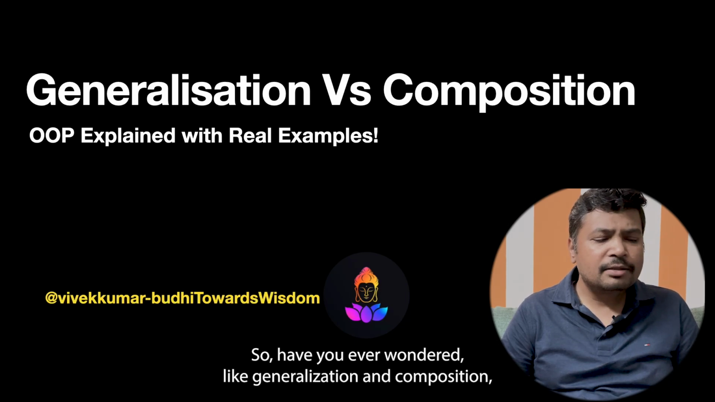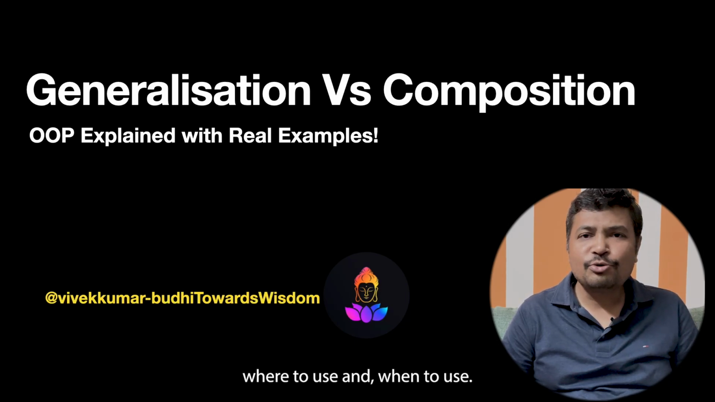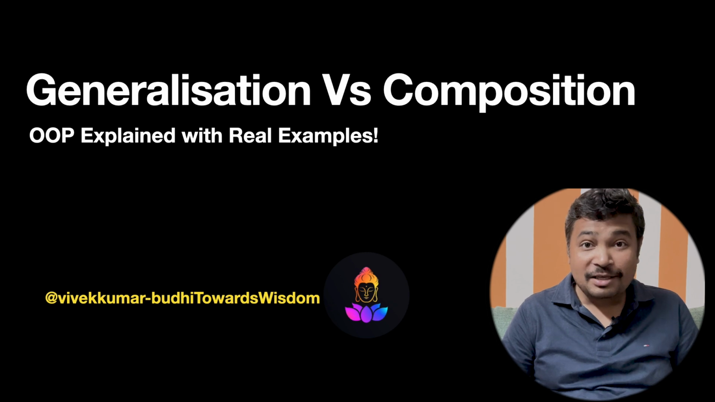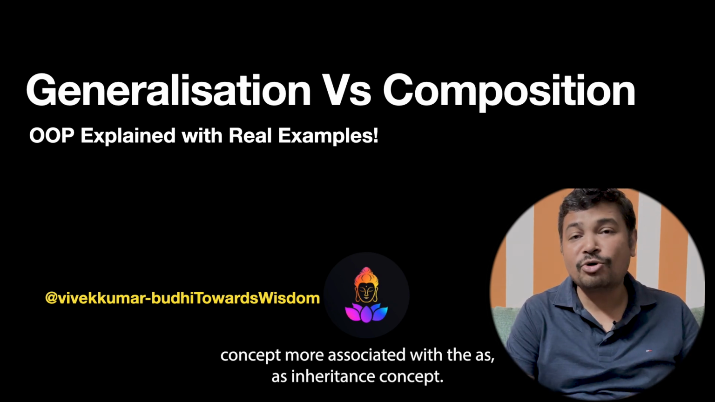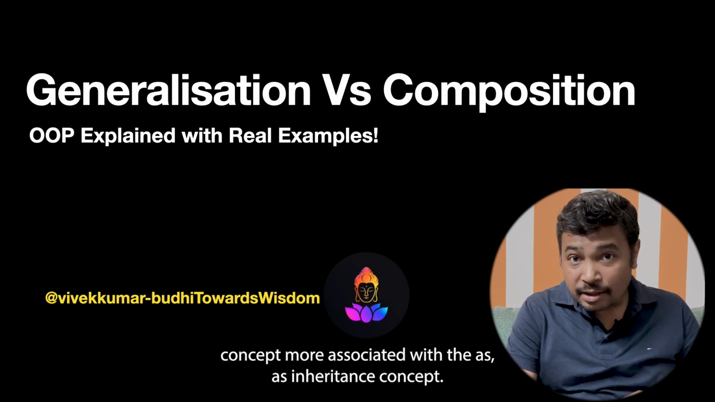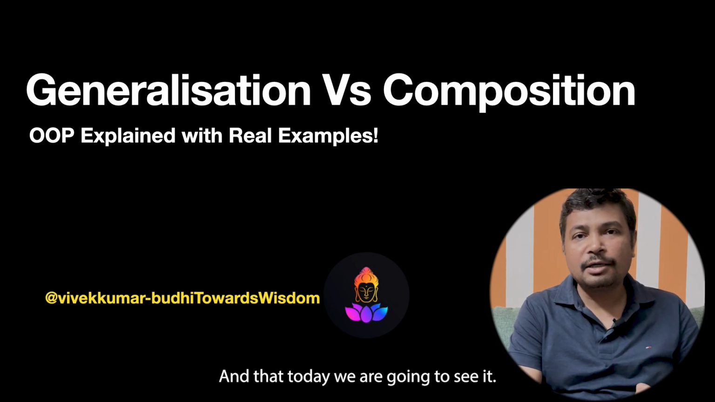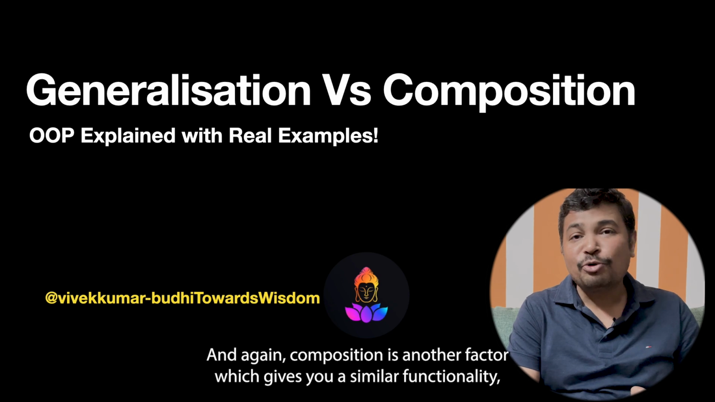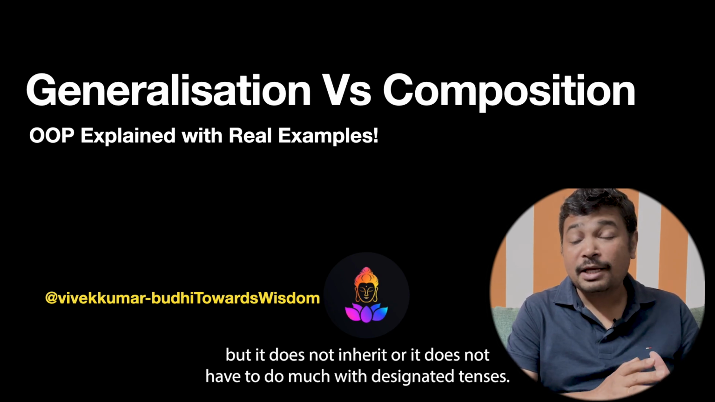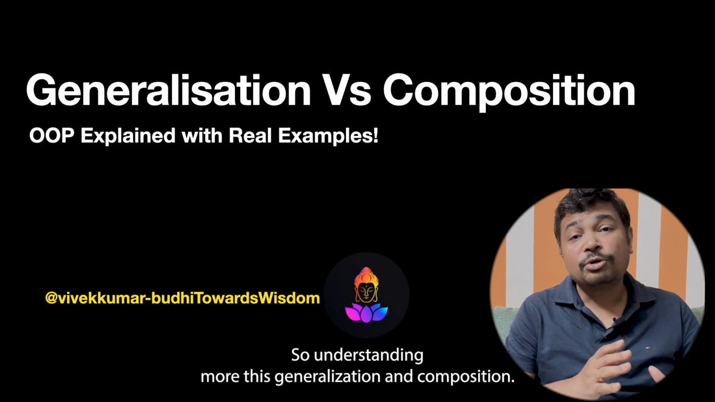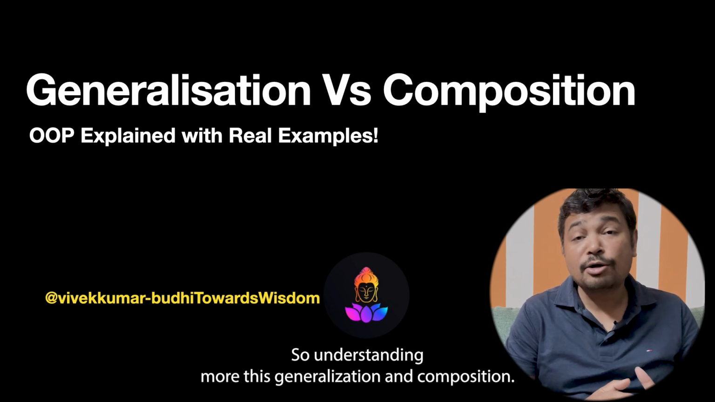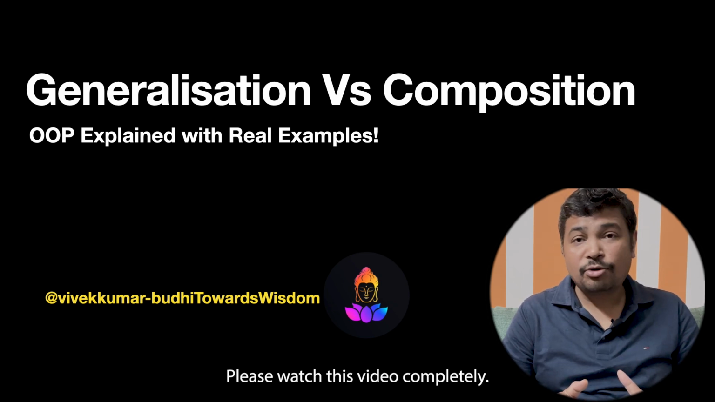So have you wondered about generalization and composition, where to use and when to use? Generalization comes with the inheritance concept, more associated with inheritance, and today we are going to see it. Composition is another factor which gives you similar functionality, but it does not inherit, or it does not have much to do with inheritance. It totally comes with the object type. To understand generalization and composition better, please watch this video completely.